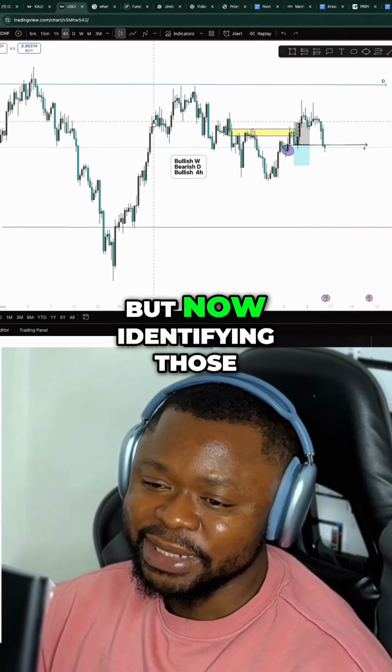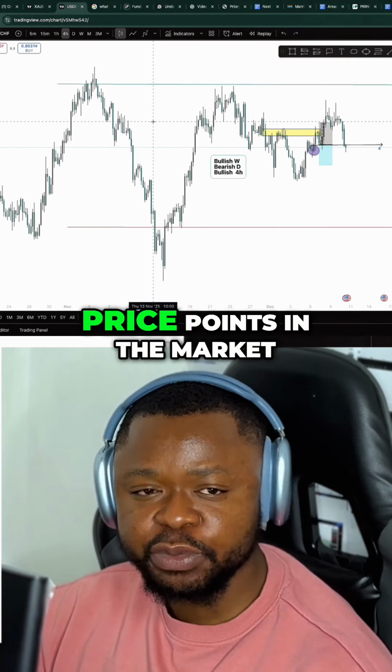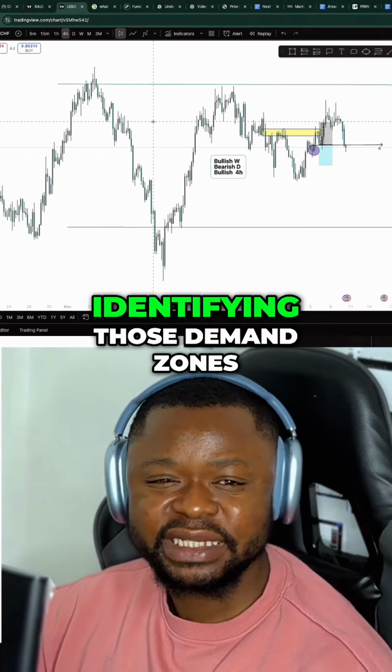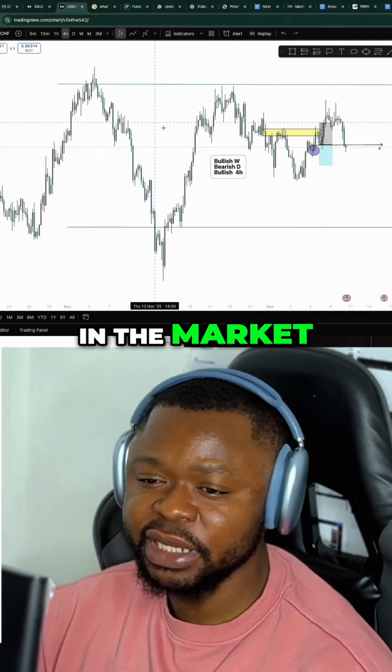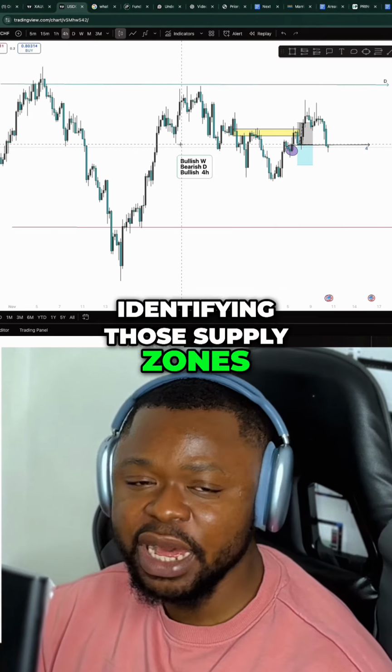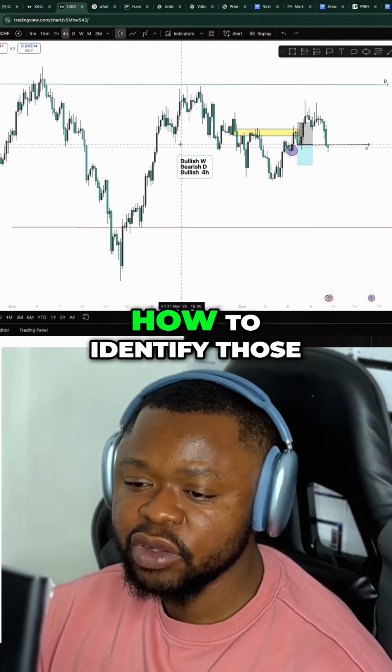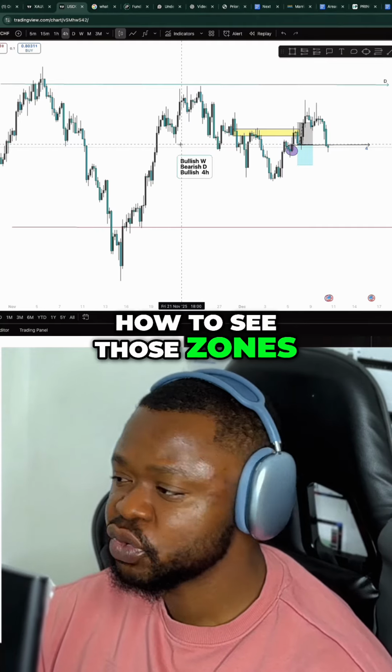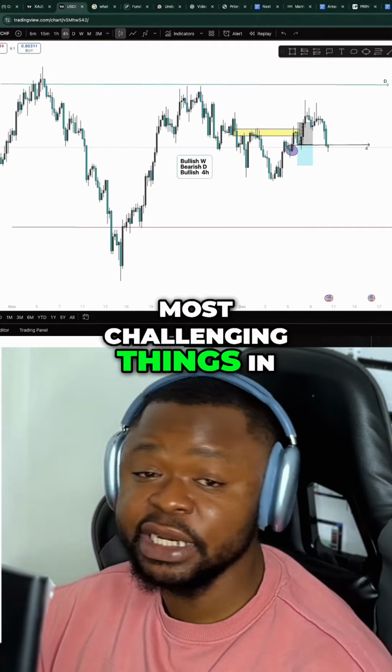But now, identifying those price points in the market, identifying those demand zones, identifying those supply zones, how to mark up those zones, how to see those zones, is one of the most challenging things in the market.